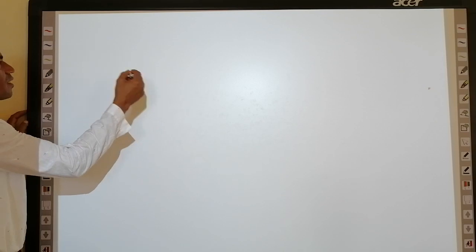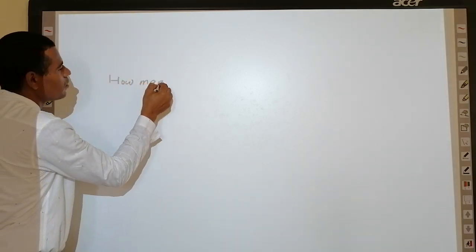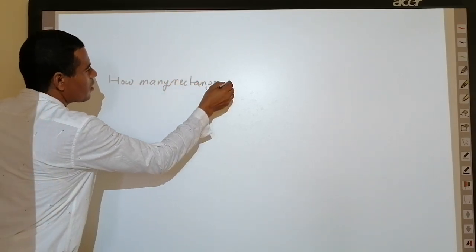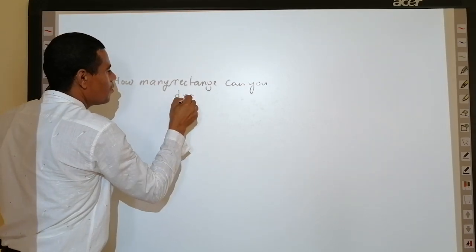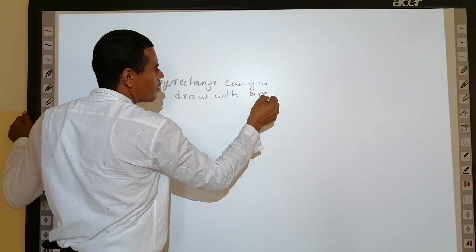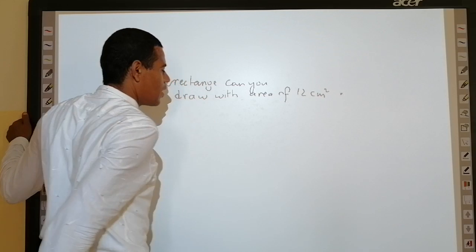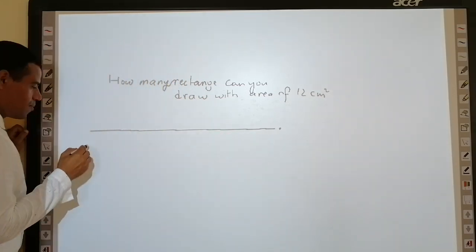Means what? How many rectangles can you draw with an area of 12 centimeters squared? Okay, look, I will draw my table.